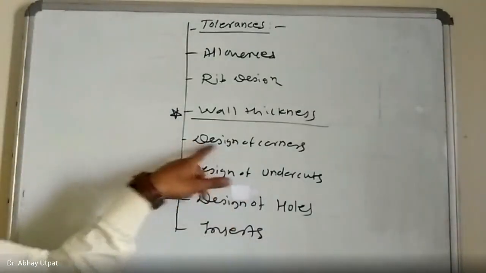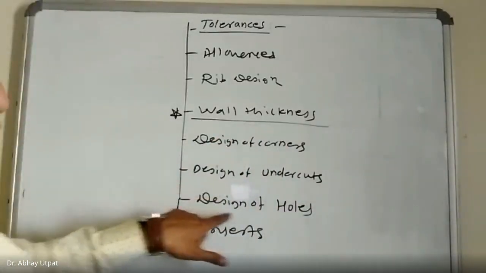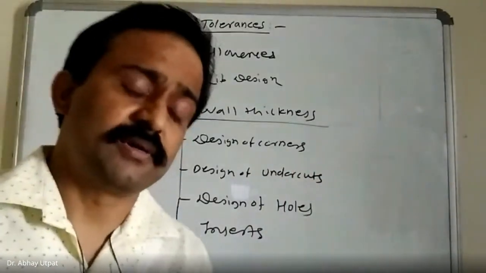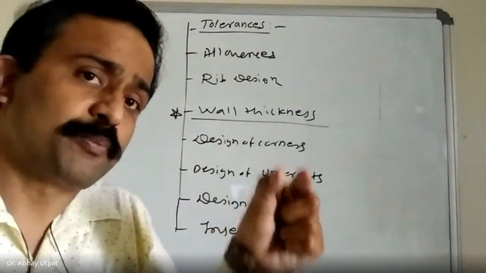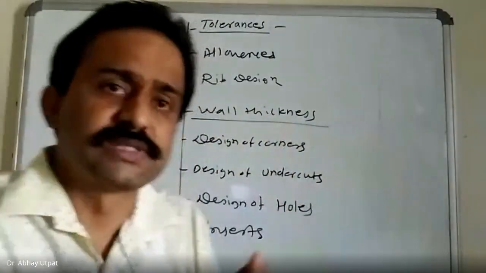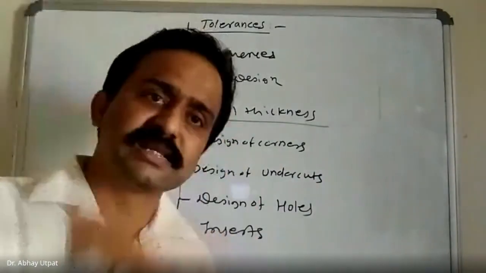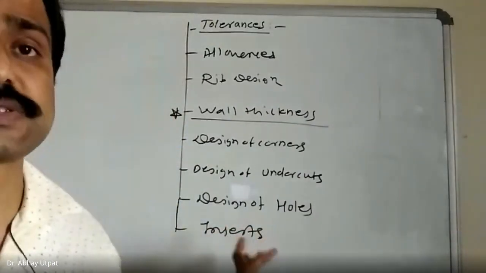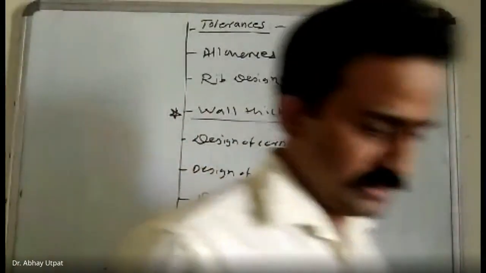What concepts are considered, I will explain in design of undercuts. Holes: if any part has a hole, what kind of design do you have to provide? What is the requirement? What should be the position of the hole from the end wall? What should be the distance between two holes? All these concepts are covered here. And insert means a metallic part inserted in the plastic. So what is the concept and what is the requirement in case of insert? All these aspects are covered. So today we are going to concentrate on tolerances.